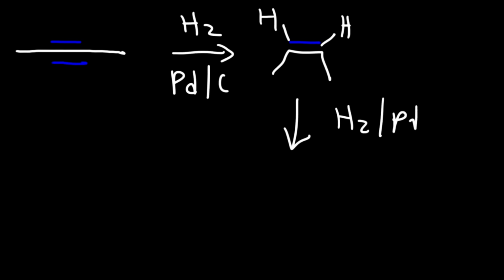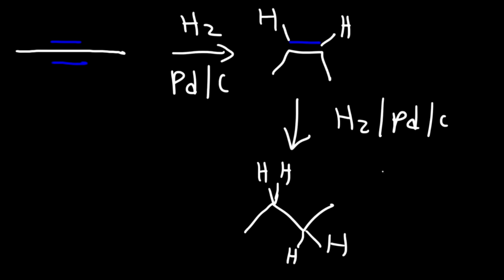Another hydrogen gas molecule will add to the alkene, turning it into an alkane. So in the end, you're adding 4 hydrogen atoms across the triple bond. So you can simply write your final answer like this.